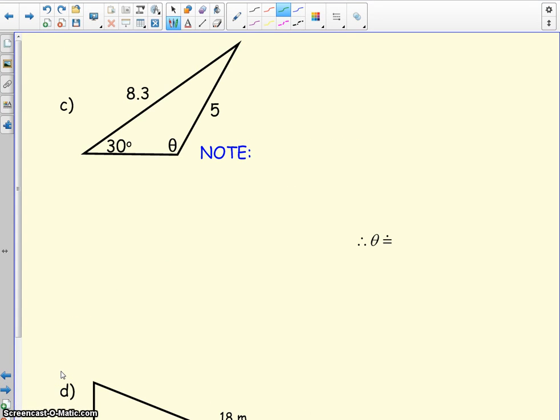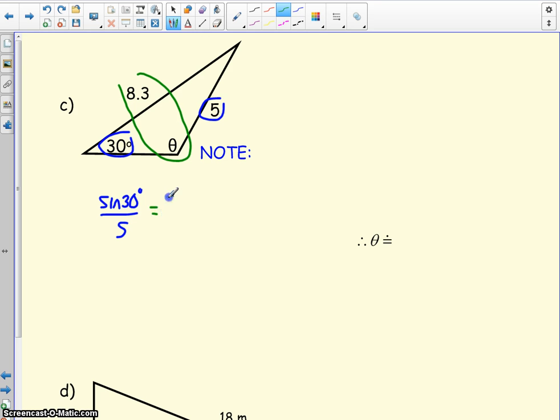Okay, here's a couple more I'd like you to try. Just start by setting up C and see what happens. Okay, so on the surface this looks very, very straightforward. I got a side angle pair here. So I have the sine of 30 degrees over 5. And I'm looking for theta, so I have another side angle pair here.